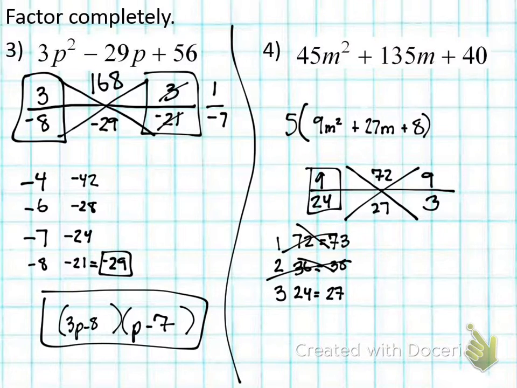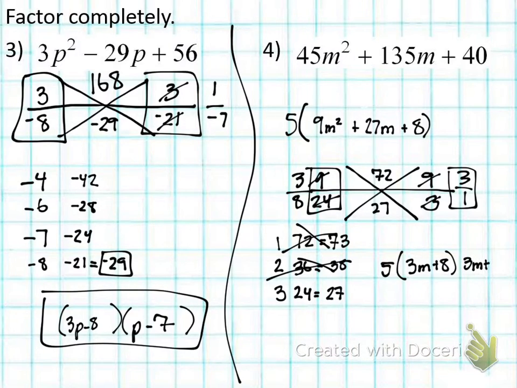9 over 24. Can I simplify 9 over 24? What goes into both of them? 3. So we got 3 over 8. What goes into 9 over 3? 3 as well. 3 over 1. Okay. Set of parentheses with a 5 in the front. Don't want to forget the 5. You got 3m plus 8 all over 3m plus 1. Okay? And that's it. That's how you do what we're doing today, GCF and X box.